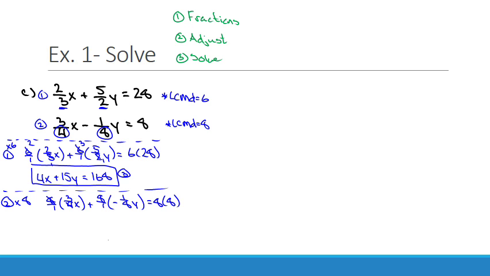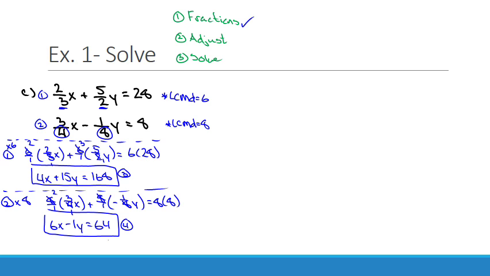Okay, and again, I'm going to reduce. So 8 and 4 have a common factor of 4, so I can divide them both by 4. So I get 6x. This will be a negative. I see the 8s have the 8 in common, so I just get 1y. And then that equals 64. So I've done step 1. I've gotten rid of the fractions.